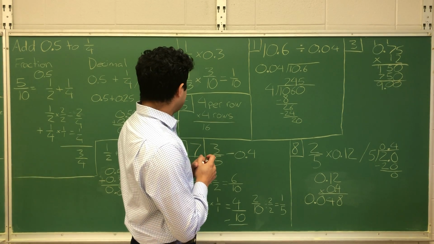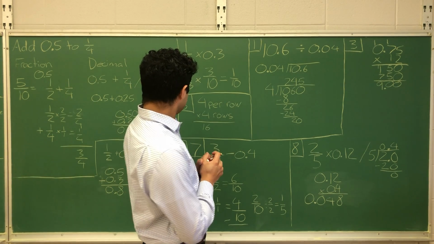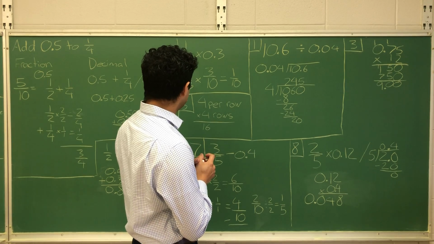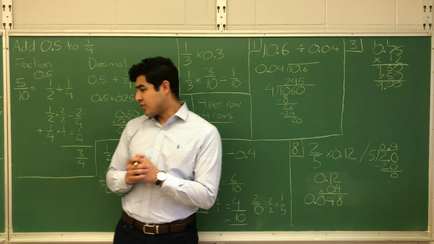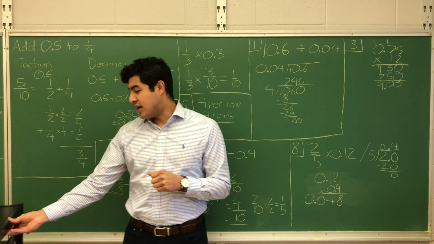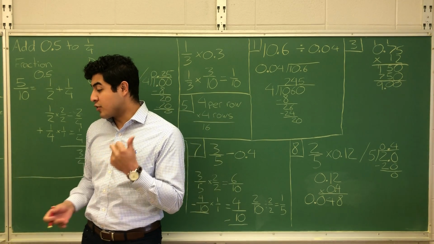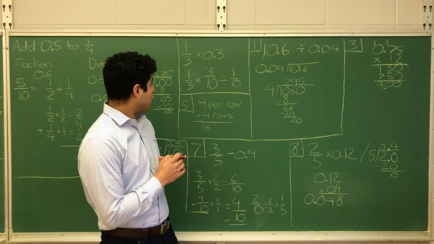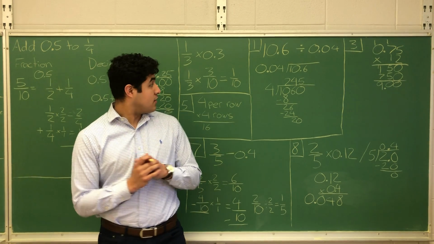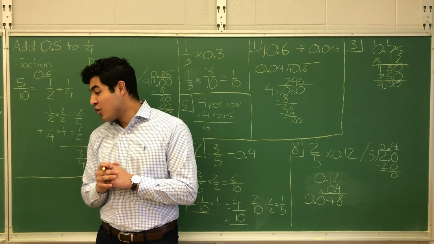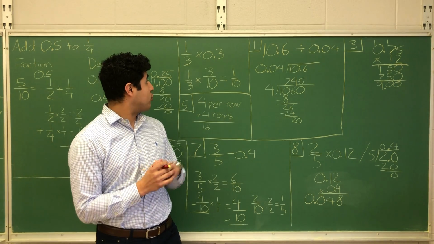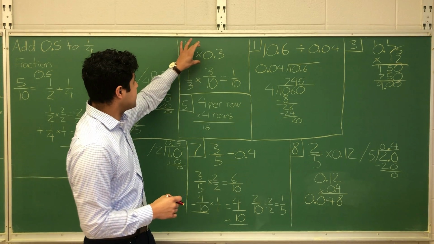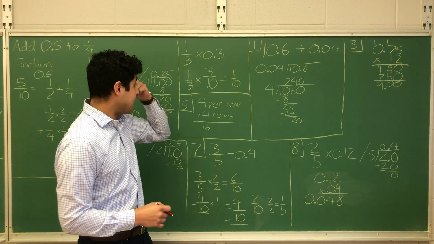Let's go ahead and go into the next problem. We have another example. This is for multiplication. Example number 3. So we did example number 2. Now we've got example number 3. We've got 1/3 times 0.3, okay? We've got a fraction, and we're multiplying it by a decimal.